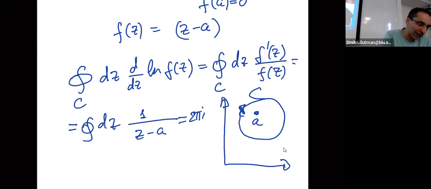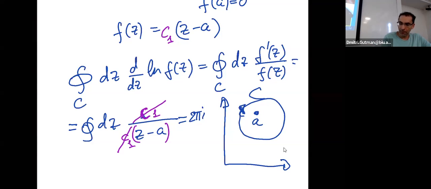Now let us extend this a little bit. Instead of function z minus a, let's multiply it by some number, let's call it c1. So this is our new function, and I'm computing the same integral. What will be the derivative of the new function, f prime? It will be c1. What will I have in the denominator? The function f of z, which is now c1 times z minus a. But now I notice that the c1 and c1 cancel. Therefore, if I have a function which is any constant times z minus a, then nothing changes.